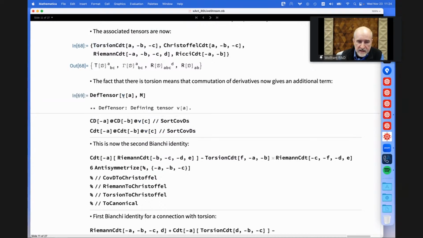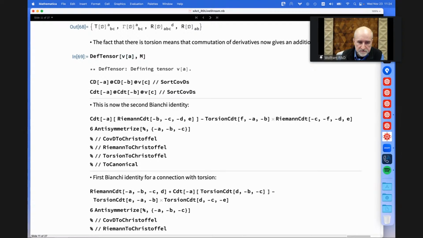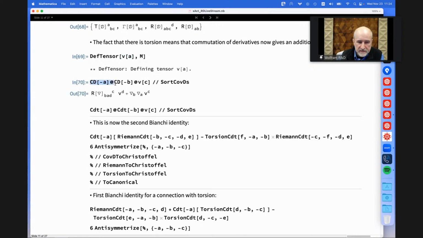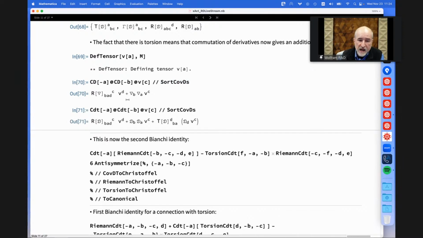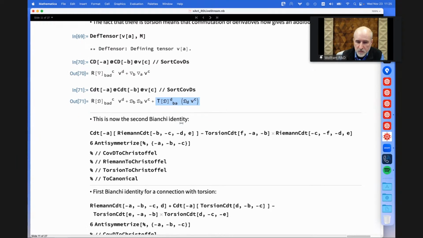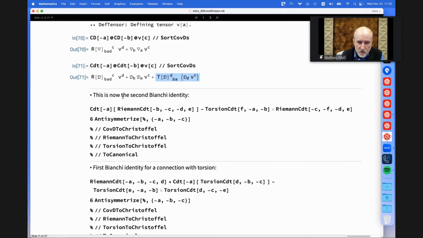Well, we define a vector field, VA, as before, and construct the double covariant derivative and sort the covariant derivatives. And you see, now a Riemann is introduced. Now, the thing is that if we do the same thing with our derivative with torsion, a new term appears, right? This term is the same for the new derivative, but this new term appears with torsion. And so how is the second Bianchi identity now that we have torsion? Well, before we had to antisymmetrize this object, now we need another object with torsion, of course.